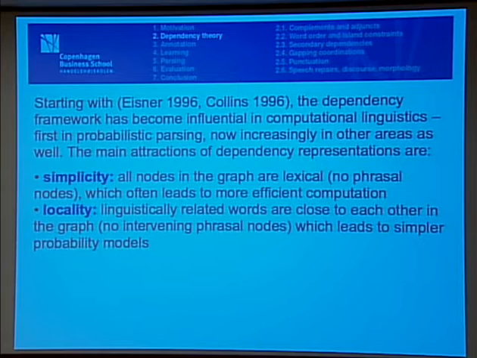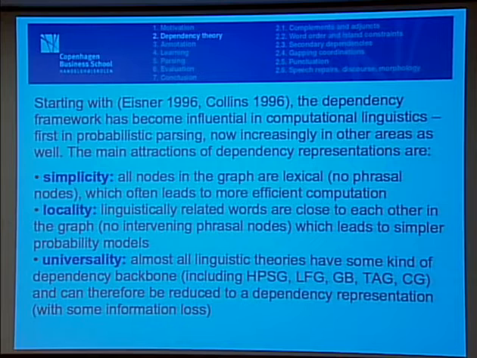And there's also some degree of universality, since almost all linguistic theories have some kind of dependency backbone in them if you look for it. It's quite easy to compute a dependency structure for HPSG, LFG, GB, tree adjoining grammar, categorial grammar, and so on. And this means that the dependency representation can be viewed as a common denominator for all these linguistic frameworks, of course with some information loss, but at least this is something they have in common. The reason these frameworks differ a lot is basically the way they handle surface structure. This is what really makes them different from each other.